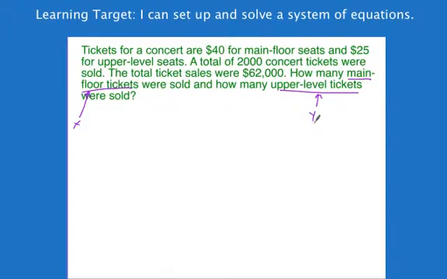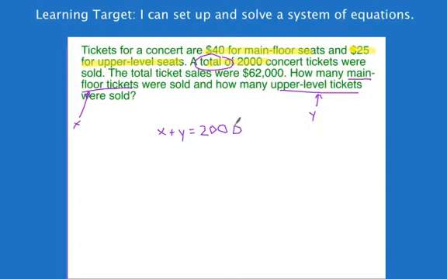Now there's 2 bits of information they give me about x and y. They tell me how many total tickets I sell, and they tell me how much money I make off of those tickets. So let's highlight that information. I have $40 for x and $25 for y, and that's each. Okay, and I have a total. Total, you should be thinking, okay, if I add up the number of tickets I sell, I get 2,000.